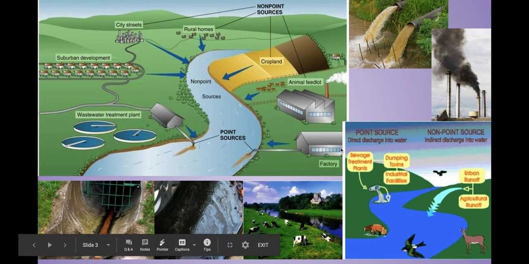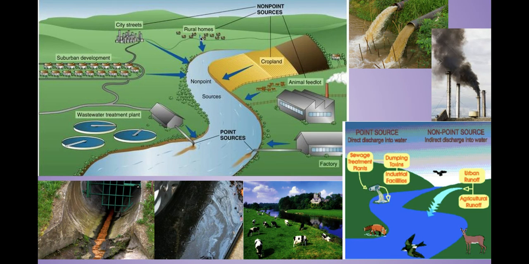So over here, for example, these pictures are examples of non-point sources. Non-point sources are coming from different areas like agriculture, rural homes, city streets, suburban areas. Everything that ends up in this area is going to be coming from non-point sources, because we cannot trace this pollution back to a specific source. It's just coming from all of those sources. Point sources, however, as you can see, are going to be specific to one location, like a wastewater treatment plant or a factory. So those would be point sources.